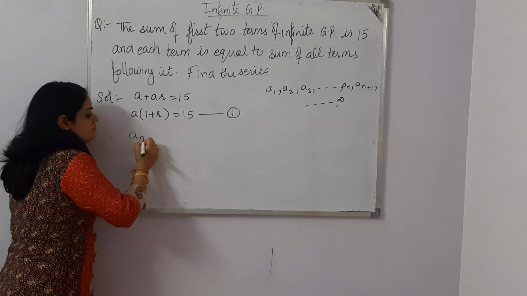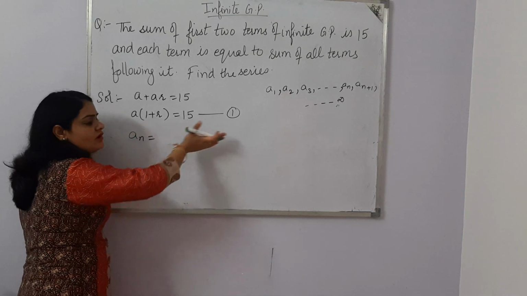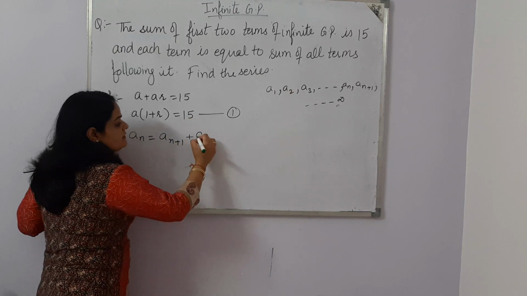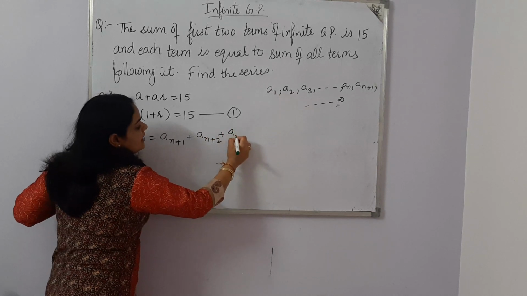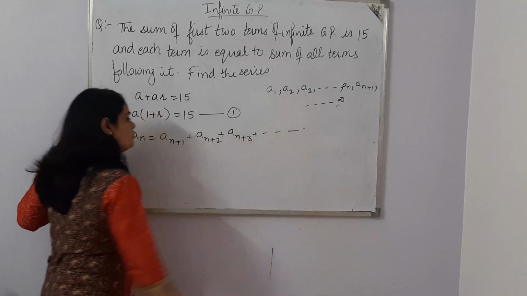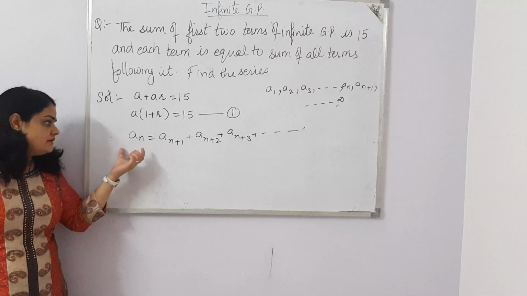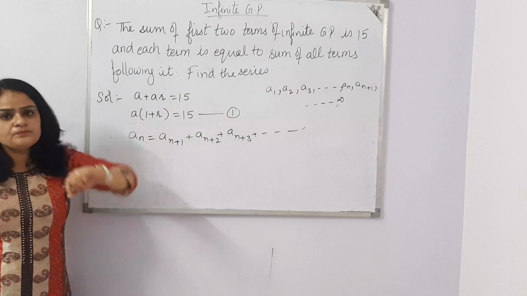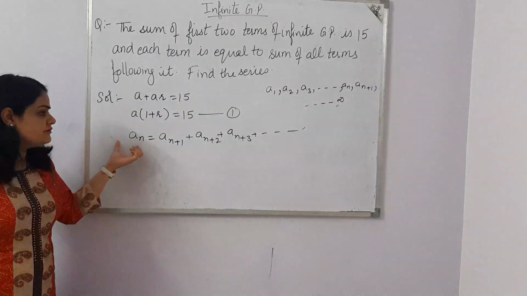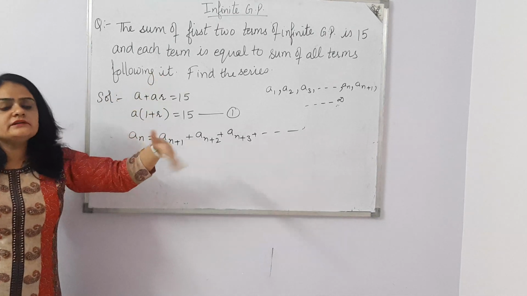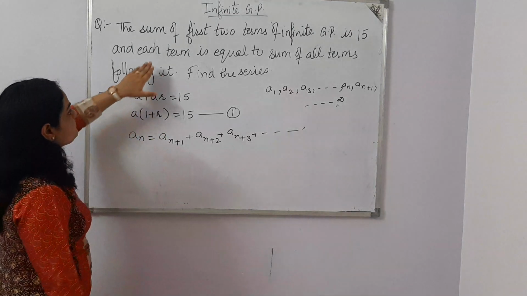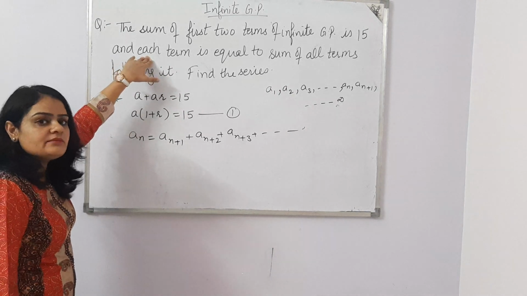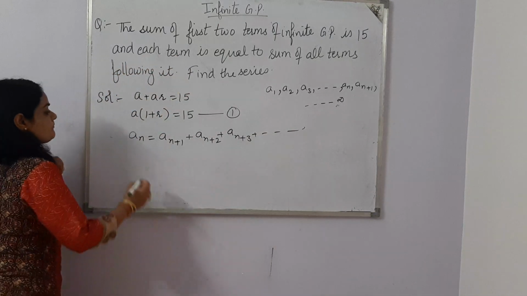So I am taking the nth term. The nth term is equal to the sum of all terms following it. So its next terms are the (n+1)th term, then the (n+2)th term, the (n+3)th term, and so on up to infinity. If you don't want to take the nth term, you can take the second term, then the second term will be equal to the third term, fourth term, fifth term, and so on up to infinity. It's up to you which term you want to take, because it is already given that each term is equal to the sum of all terms following it.